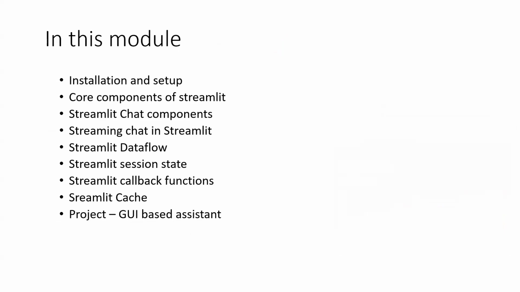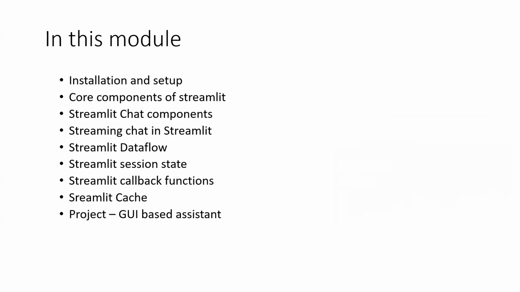So in this module, we will see how to install it, how to set it up, what the different core components of Streamlit are, how to show messages on the UI, how to read the user input, how to create charts and things like that. That will come under core components. And then, as I said, we have chat components also. Recently, they have created some chat components which help us build chat-based applications very quickly.